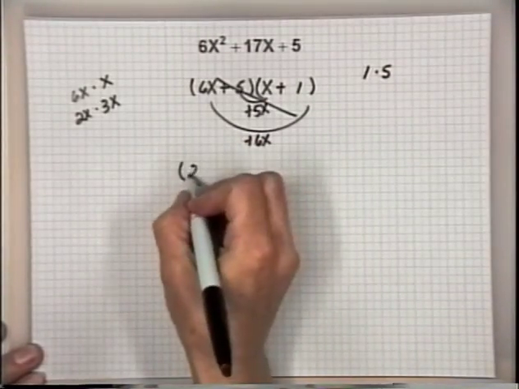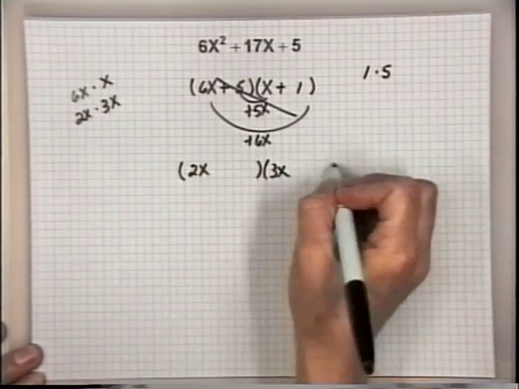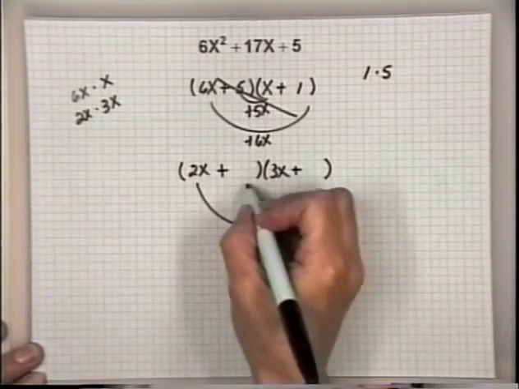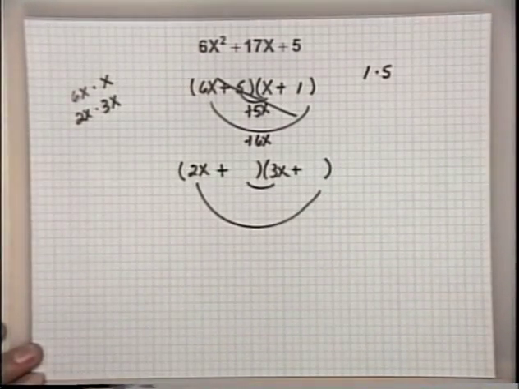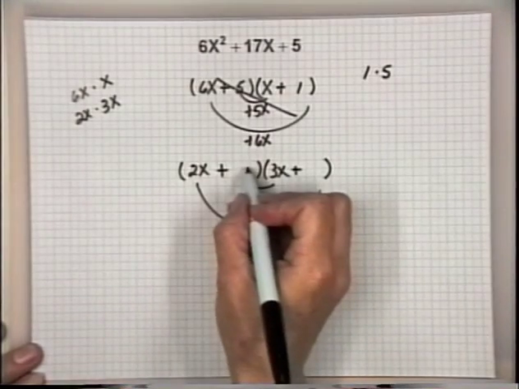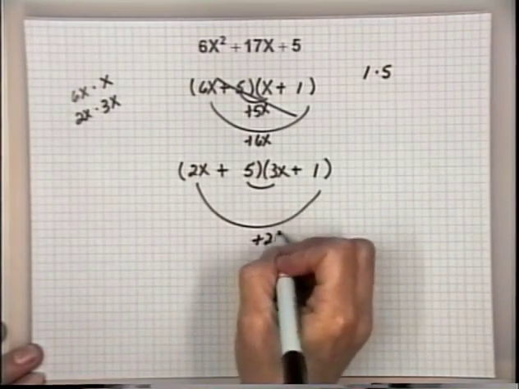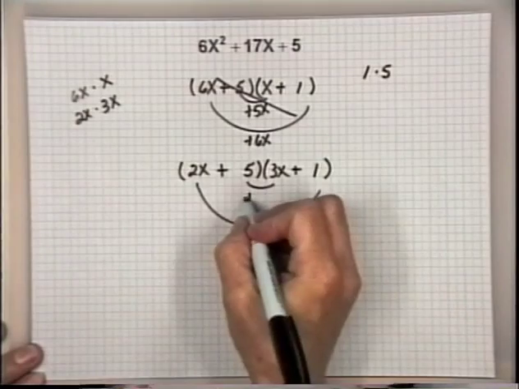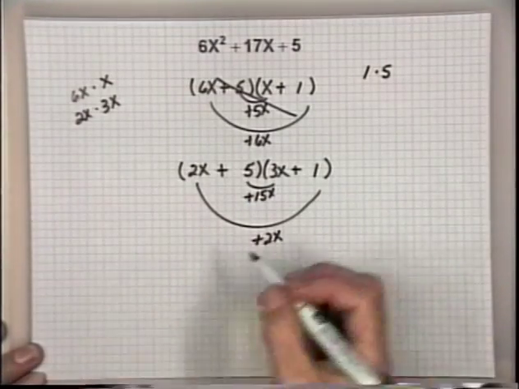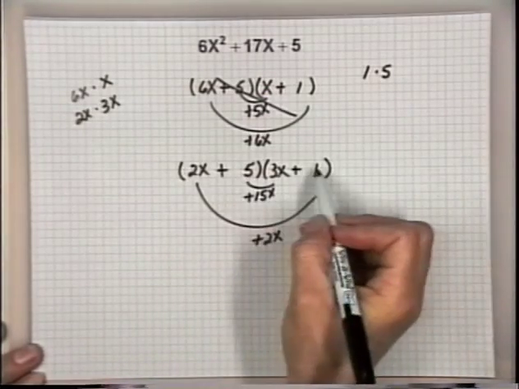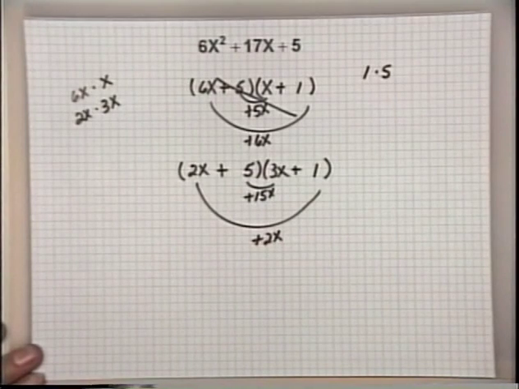So let's go back and try the 2x times the 3x. Again, I know the signs are both plus signs. Now let's see if we can arrange the numbers 1 and 5 to produce that 17. If I put the 5 here and the 1 here, my outside product is a positive 2x. My inside product is a positive 15x. That does give me my middle term of 17x, and positive 5 times positive 1 is my positive 5 third term. So the correct factors are 2x plus 5 and 3x plus 1.